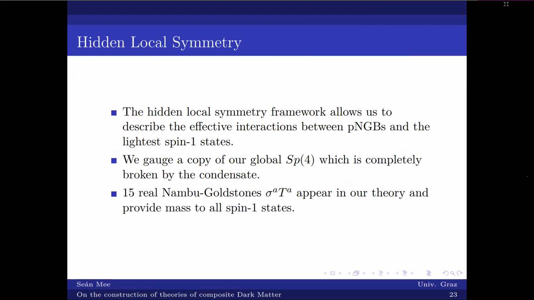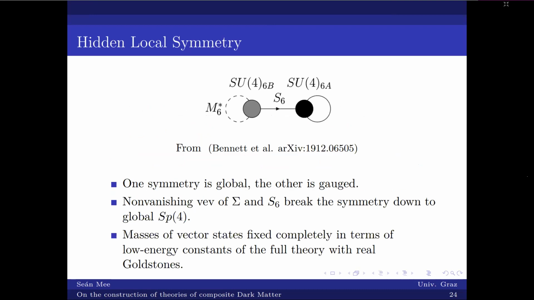Right? Okay, so the idea then is that we gauge a copy of our global Sp(4). So now we have this other local Sp(4), which we just break completely with the condensate, right? So now in our theory, additionally, we get 15 actual Nambu-Goldstone bosons, which are massless. And these guys are going to provide mass to all our spin 1 states. Right? So just completely analogous to the Higgs mechanism. So this is what our two sectors, our two symmetries look like.